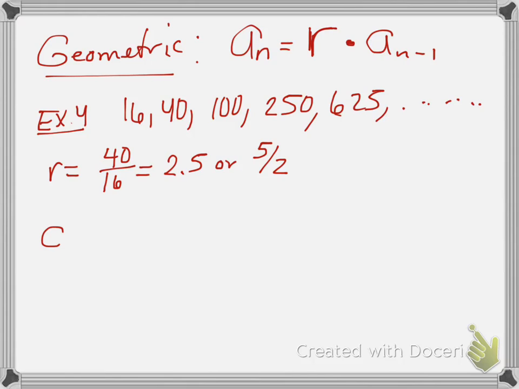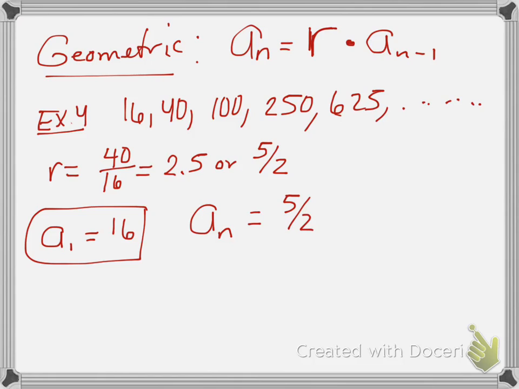Now, who is my a sub 1? 16. So here's one of your answers. And then my equation would be a sub n equals my r, which is 5 over 2 times a sub n minus 1. And that's it. These are the easiest questions, not difficult. If you do have questions like those, would you want it as a fraction or a decimal? I prefer a fraction. Fraction, okay. Yes, please. All right, are you ready for the last 2 equations?